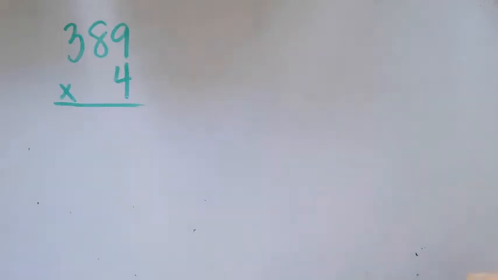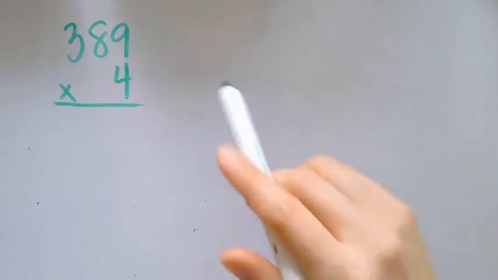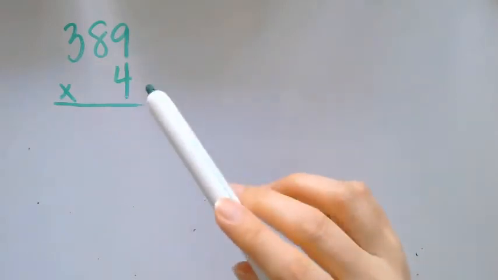All right, fourth grade. This is a short review video. We're going to work on multiplying 3 digit by 1 digit and 4 digit by 1 digit multiplication problems. All right, so we're going to work on our 3 digit by 1 digit multiplication problems first. First problem reads 389 times 4.